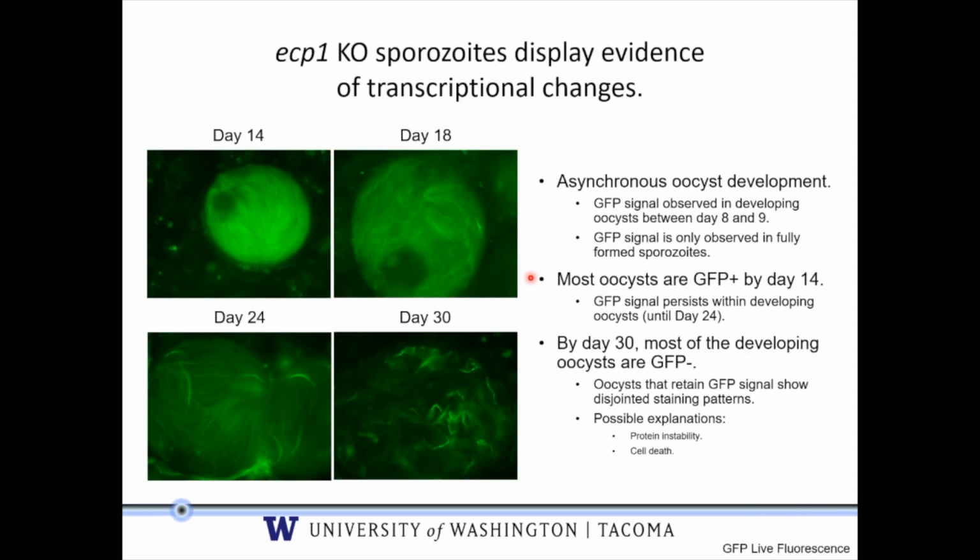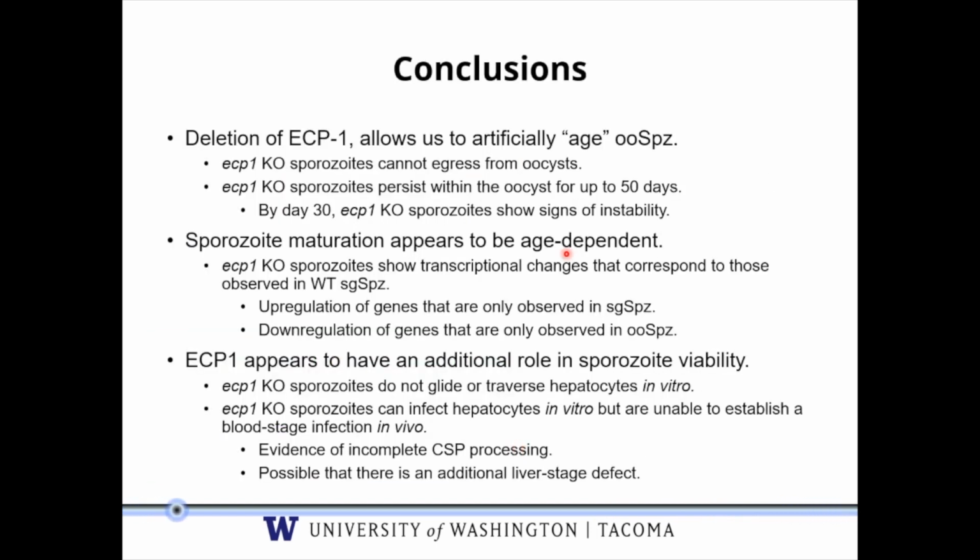But to get back to those pretty pictures, we did actually see some interesting things here, because while most of these ECP1 knockout oocysts were GFP positive by day 14 as expected, by day 30 most of them were actually GFP negative, and there's a couple different explanations for why that might be, including protein instability as well as just the death of the sporozoite itself. So there's a lot more to this ECP1 story, as it may have an additional role in sporozoite viability.